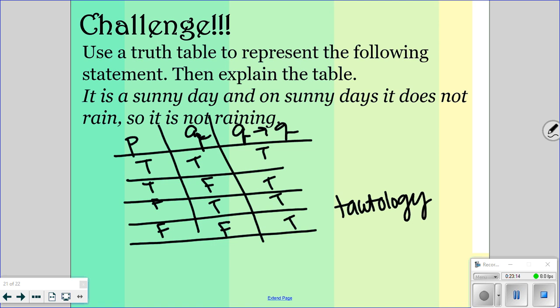It's a statement where when it says for P to happen, then Q happens, there's only one possible answer. It's a sunny day, and on sunny days it doesn't rain, so it's not raining. If it's a sunny day, then it's not going to be raining, because it says on sunny days it does not rain. So this one is always going to be true, no matter what you have for your P and your Q. This is always going to be a true statement. So that's kind of a trick question, because it's a tautology. Usually they don't have it where they all end up being true.